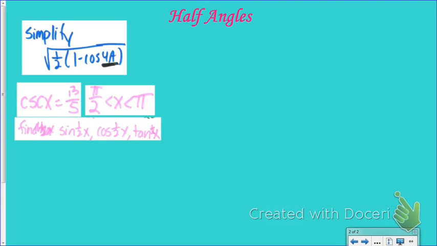Alright guys, so now we're going to be looking at our half angle properties, and these are going to be very similar to what we did with the double angle properties. There's going to be just a few slight differences because the actual formula looks different. To start off, we're just going to take one of these formulas and simplify it.